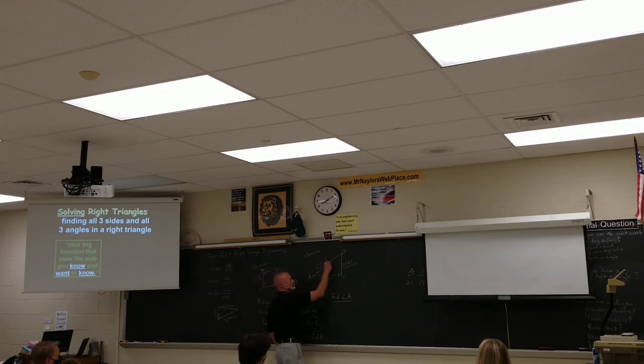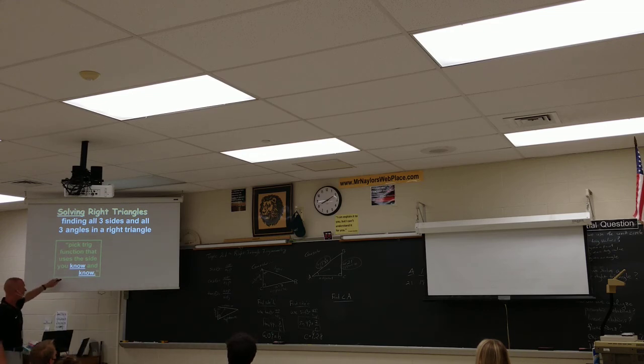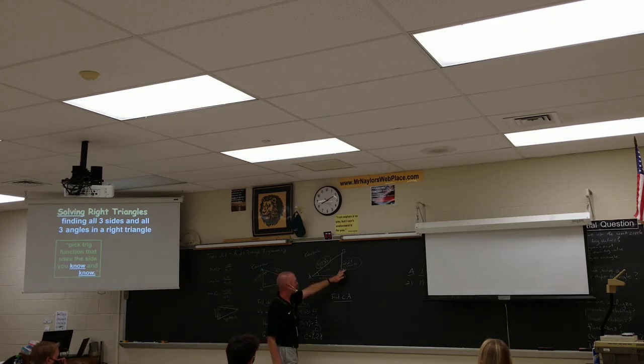Take a look at what we have here. We have two things that we know. I did a little quick erase here. We have two things that we know, and so you want to pick the trig function that uses both of those. It's the only thing you can do. Here we have opposite and hypotenuse, and so we make the call to sine. We're going to use sine.